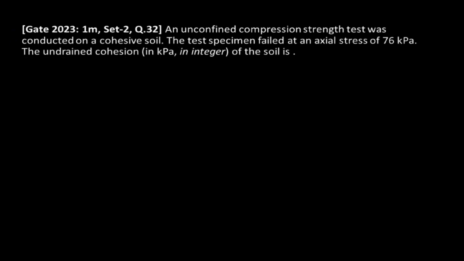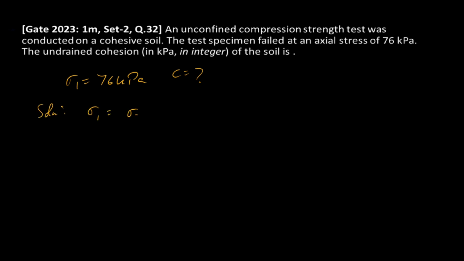In this question, they have given that an unconfined compression strength test was conducted on a cohesive soil. The test specimen failed at an axial stress of 76 kilopascal. And they have asked us to find out the undrained cohesion.